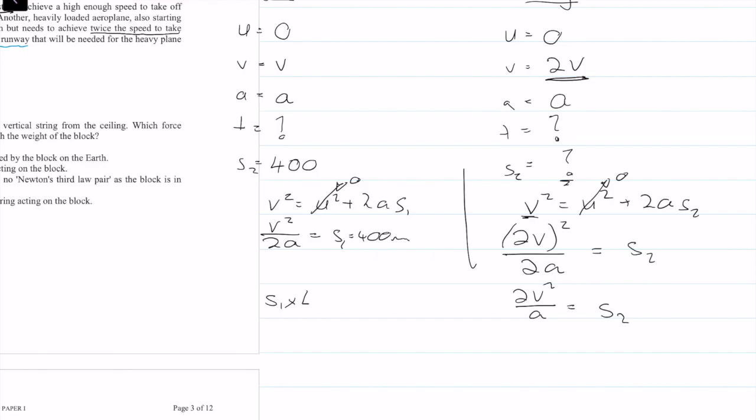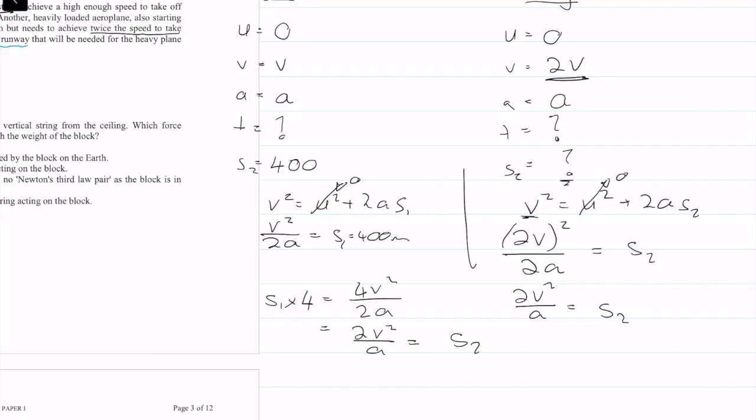If we say s1 times 4, then we're left with 4v squared over 2a. This simplifies to 2v squared over a, which is equal to 2s1. No, sorry, it's equal to s2.